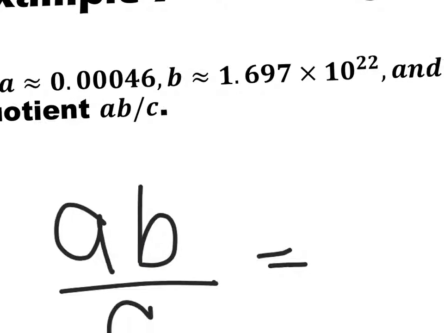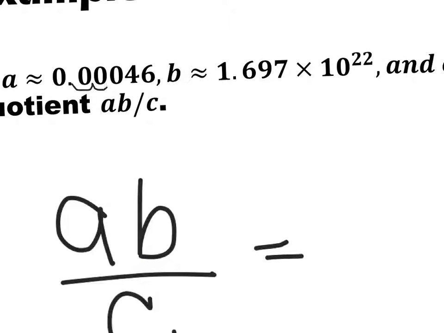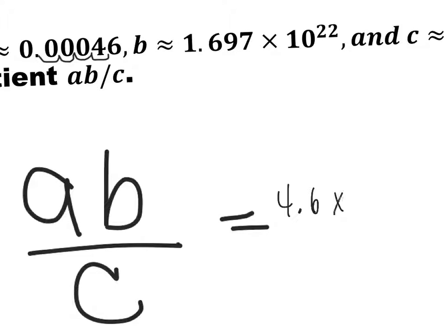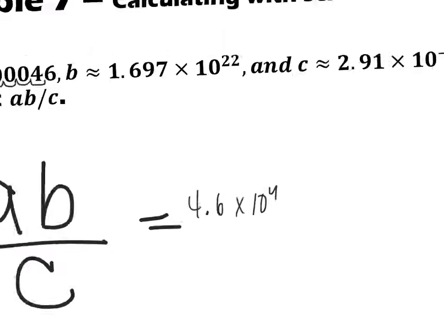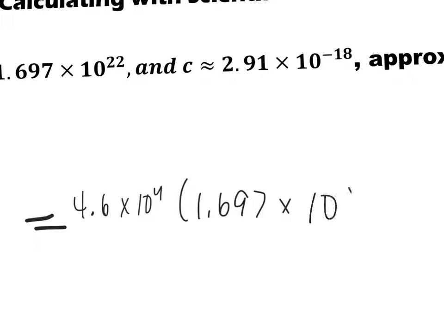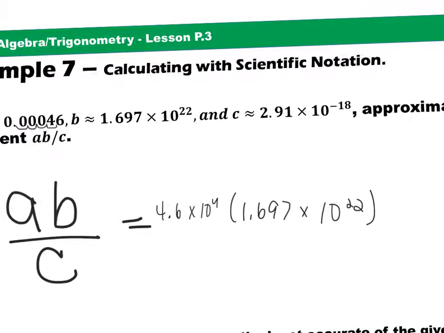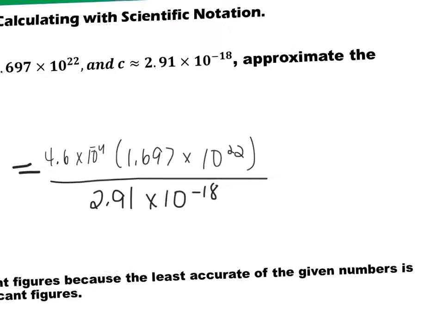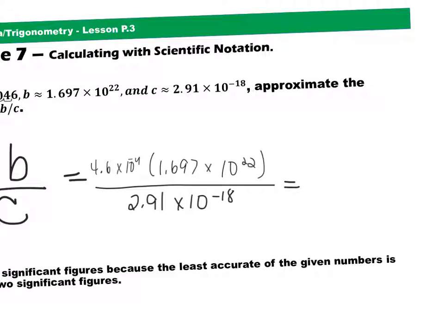0.00. Let's write that in scientific notation. If I go over, I go 1, 2, 3, 4, correct? So it's 4.6 times 10 to the 4th, right? And then B is 1.697 times 10 to the 22nd, divided by what? 2.91 times 10 to the negative 18. Just showing you how to do this. Watch.